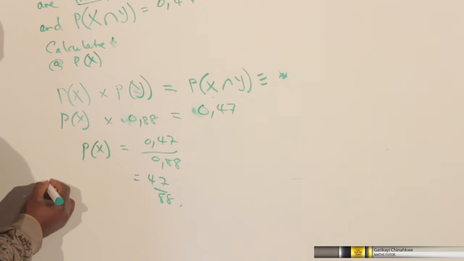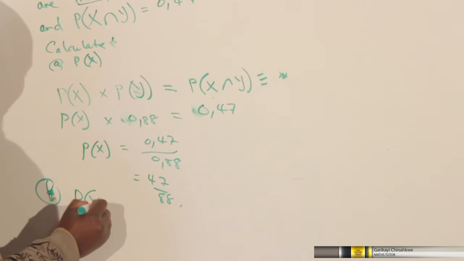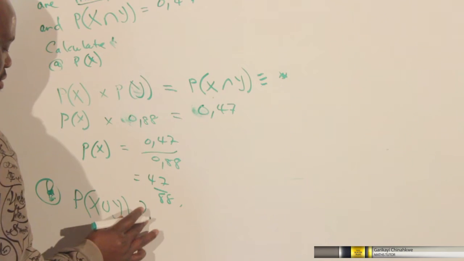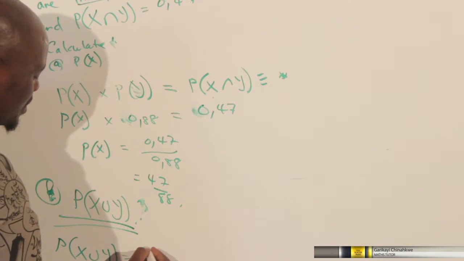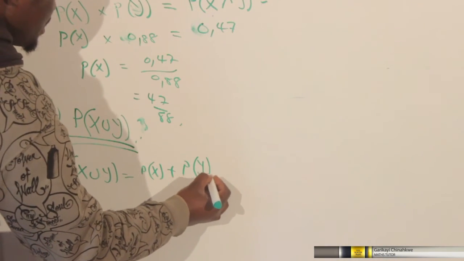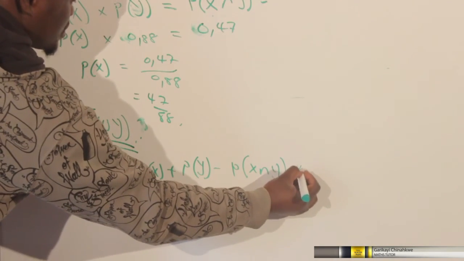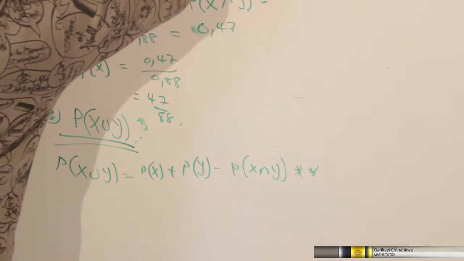Let's move on to part B. What is the probability of x union y? All right, now you need probability of x union y. This is the question. So how do you do that? We all know that probability of x union y should give you probability of x plus probability of y minus probability of x intersection y. I'm going to put two stars here so that you know where I got this formula from. It is from this.